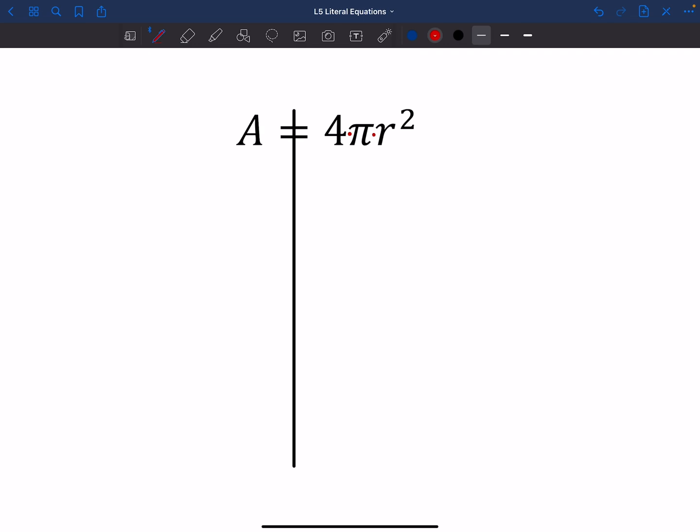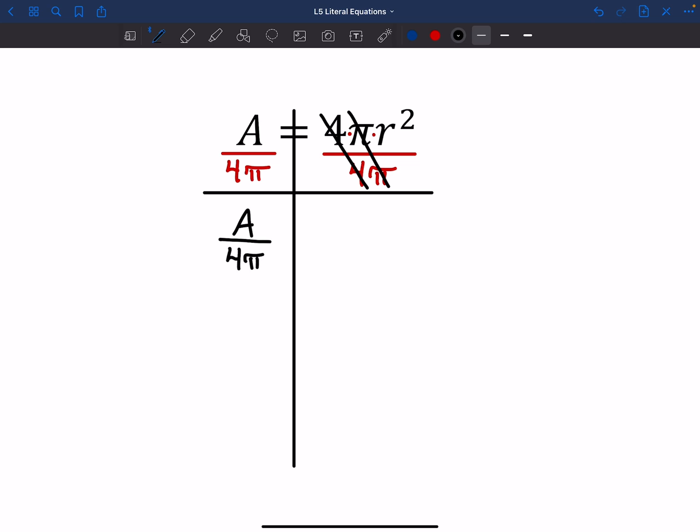So again, just like on some of the other ones, to get rid of 4 and pi that are multiplying with r, I'm just going to divide by 4 pi, right? If you've got something that's being multiplied, you want to get rid of it, divide by whatever it is. Because what's going to happen is that those 4's cancel out, and so do the pi's. All right, so now we've got a divided by 4 pi equals r squared. And we're real close to being done. That squared does need to get off of the r. We need to get rid of that.